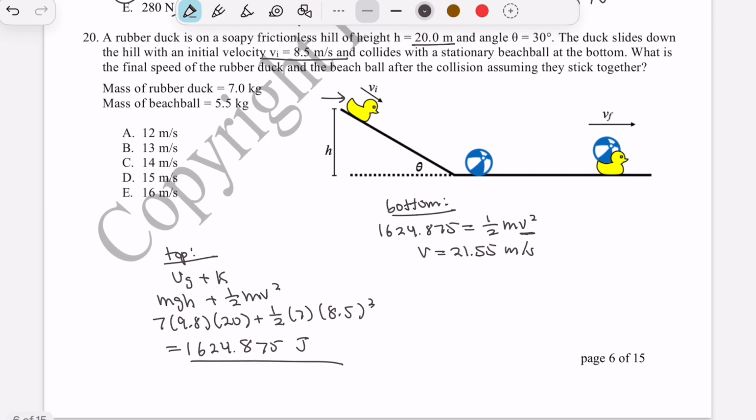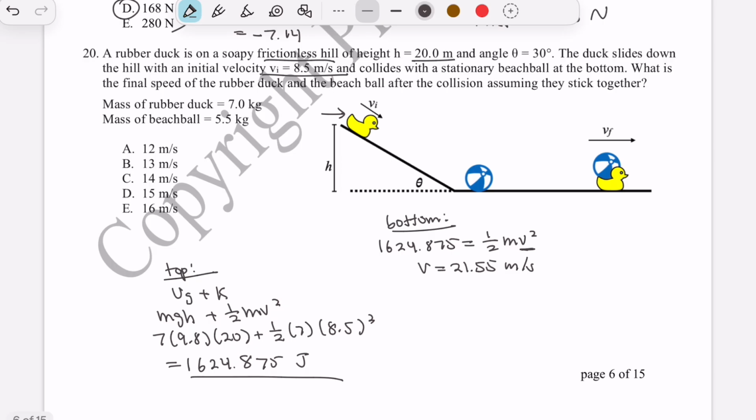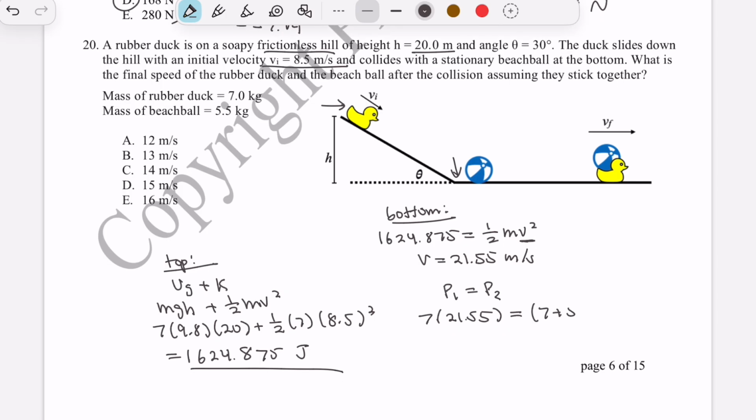So because it's a frictionless hill and we don't lose any momentum, P1 equals P2. So what is P1? It's going to be the mass of the duck times the speed at the bottom of the ramp. So it's 7 times 21.55 equals, after they stick together, I need to add up both of the masses. So 7 plus 5.5 times V, which is what I'm trying to find. And then this is 12 meters per second.